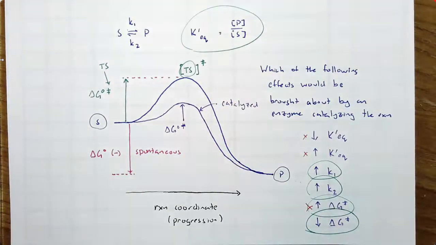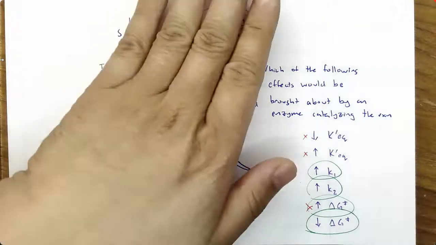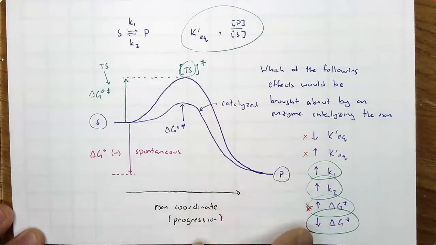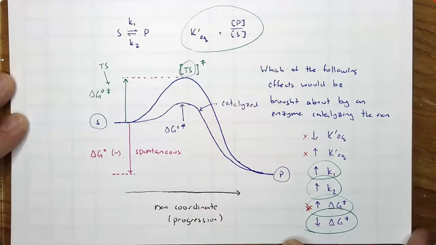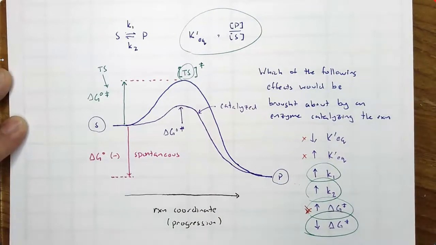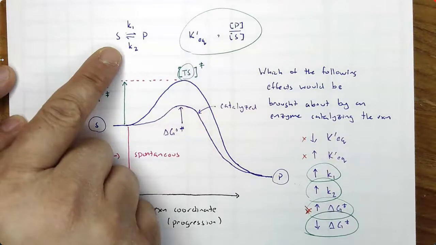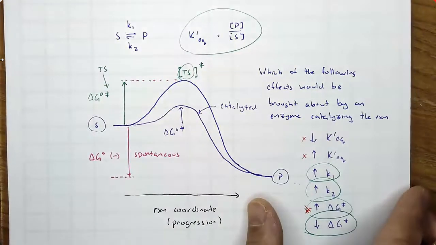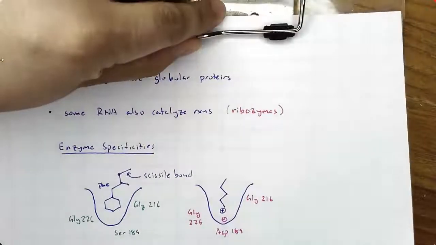Maybe that's not as obvious without the graph. So there are only 3 answers. That one, and that one. Okay, but I drew the reaction where it's not catalyzed. What does it look like when we add the enzyme? What does the reaction look like?